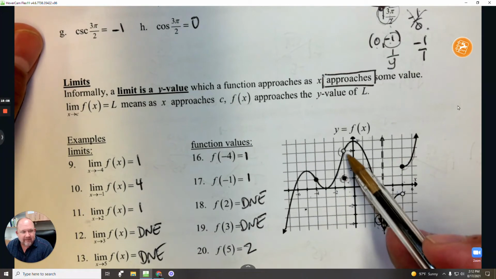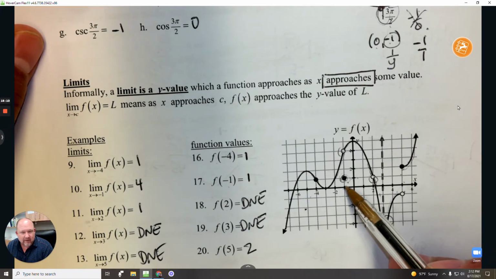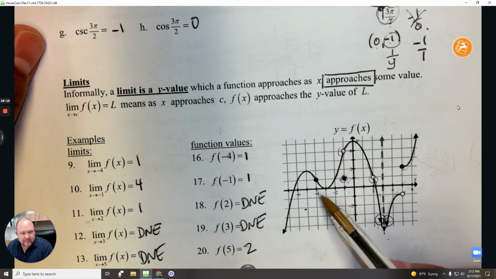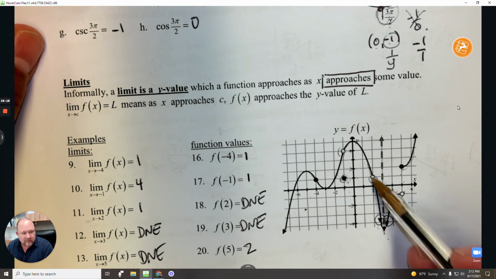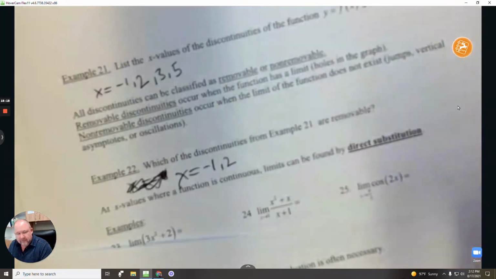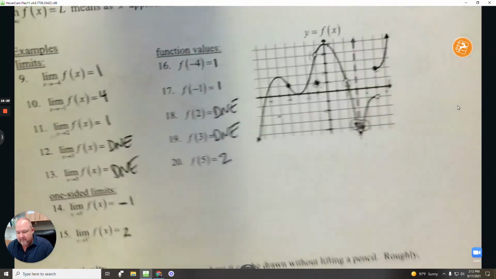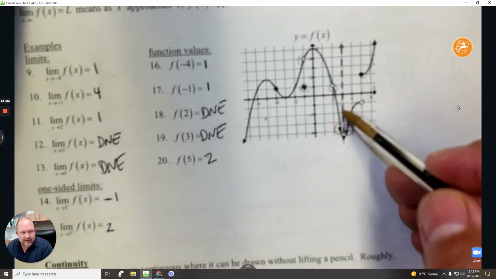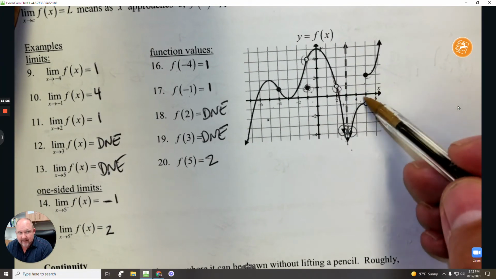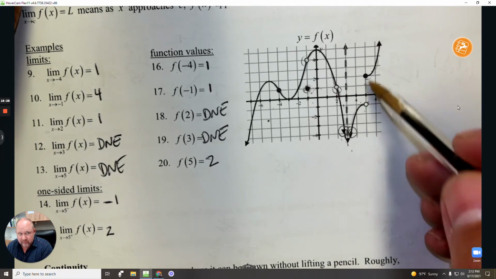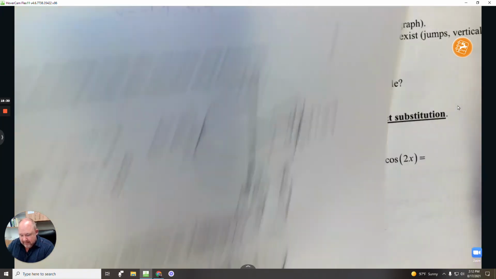Here, again, the limit exists at -1, so it's removable. We just did that one, right? Here, how about at 2? The limit exists at 2, so it's removable. The limit did not exist at an asymptote, so the asymptote is non-removable. And at a jump, it doesn't exist, so it's also non-removable at a jump.